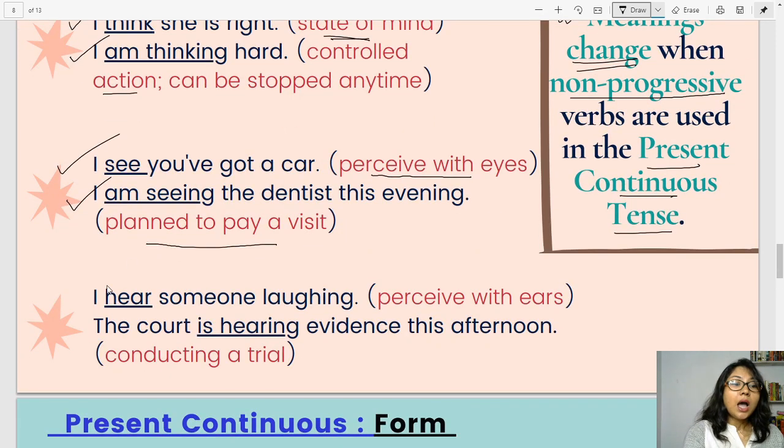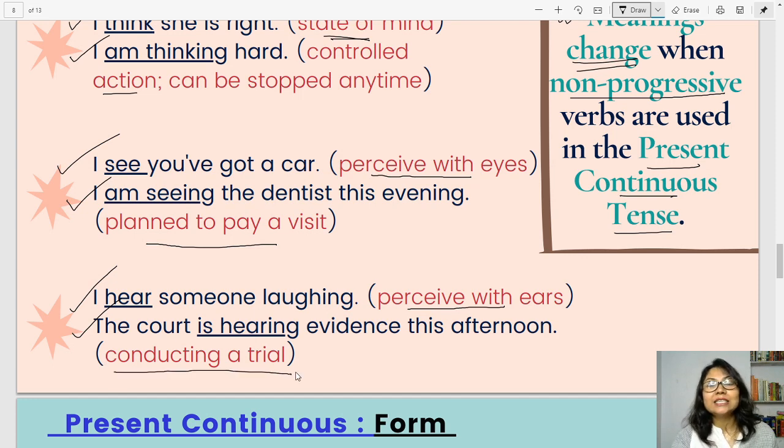Now, I hear someone laughing. That is, I perceive with ears. I hear it with my ears. Someone is laughing. But when I say, the court is hearing evidence this afternoon, it is conducting a trial. That is, the court is going to listen to them and then it is going to conduct a trial. Okay? Completely different things.